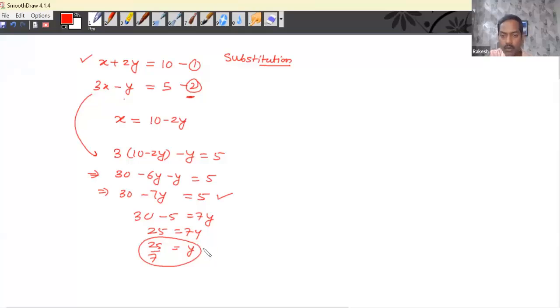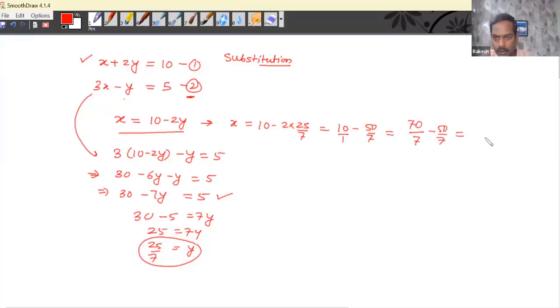So I have got the value of y, which will satisfy both the equations, and correspondingly I need the value of x. How do I get it? Very simple. I have already written x in terms of y, so I can substitute this value of y here to get the corresponding value of x. So it would be 10 minus 2 times 25 by 7, which effectively is 10 minus 50 by 7. To make the denominator 1, I'll multiply 10 by 7. So it will be 70 minus 50 by 7. Now the denominator is common, right? So it will be 70 minus 50, which comes out to be 20 by 7. So the value of x is 20 by 7 and the value of y is 25 by 7.